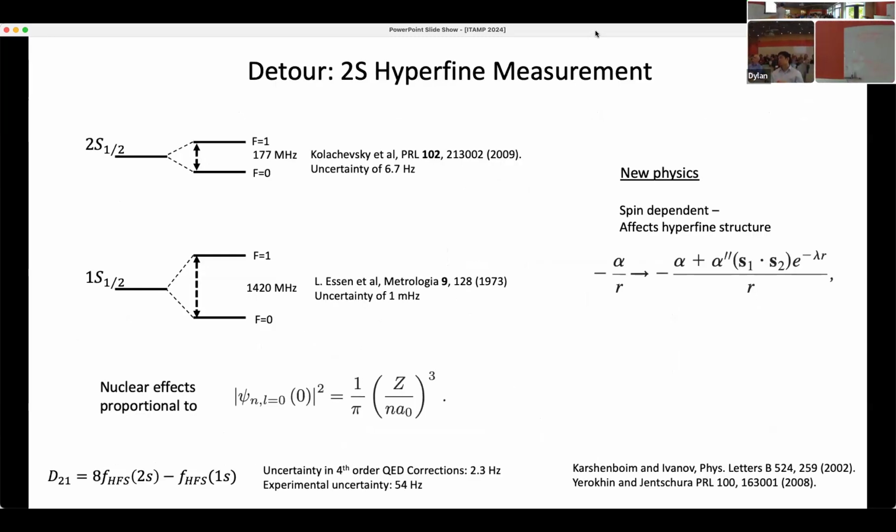Yeah, so basically, that produces sort of a new limit on this alpha double prime.